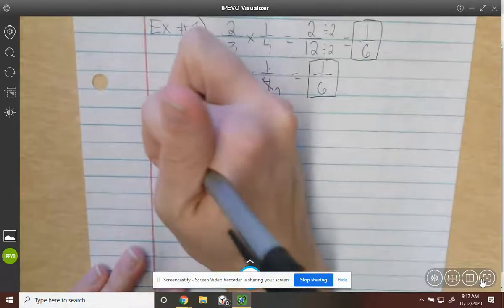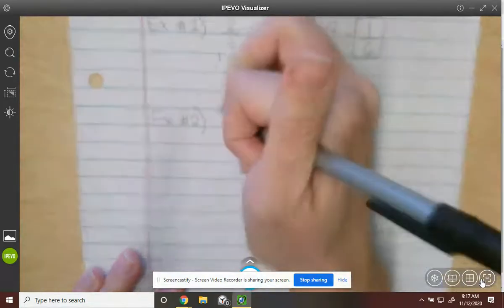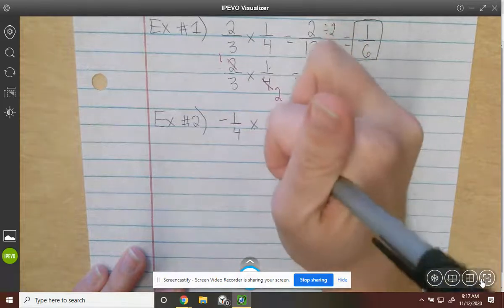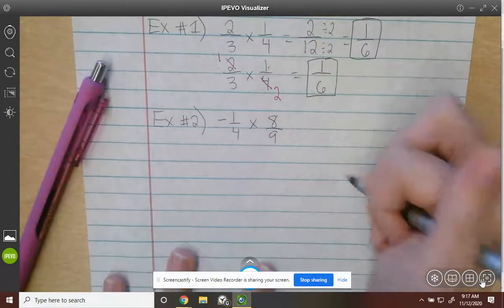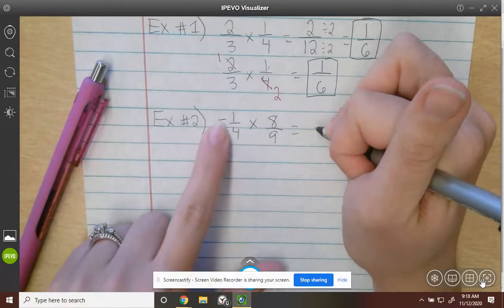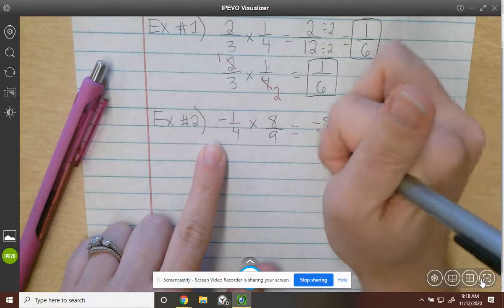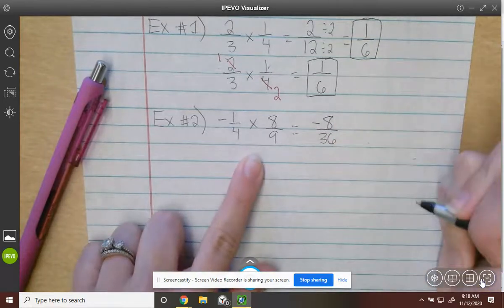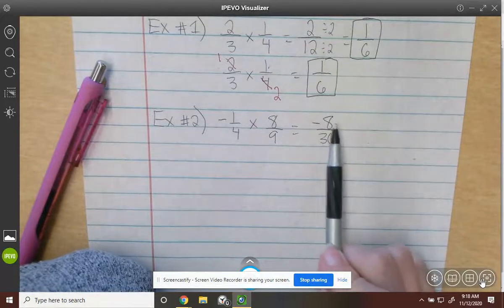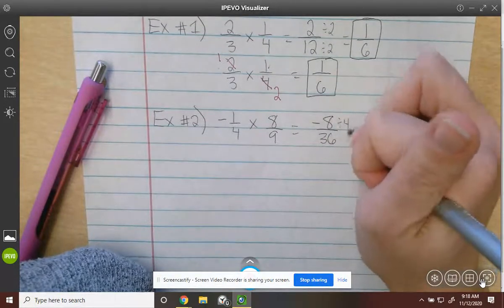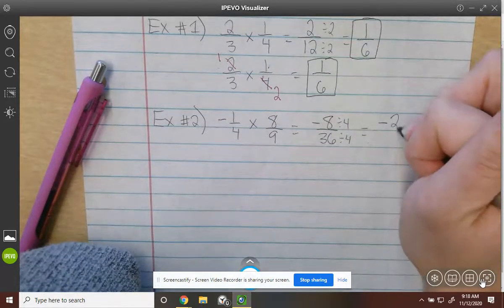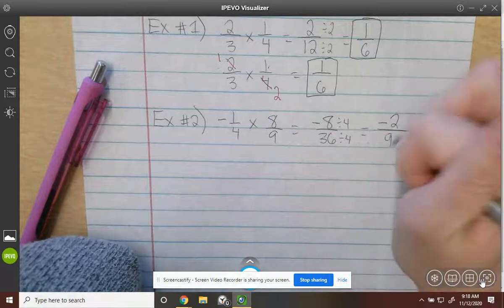All right, example number 2. We got -1/4 times 8/9. So I'm going to do it way 1 first. I know my answer is going to be negative because I have 1 negative. So -8/36. 2 goes into these, but so does 4. So let's divide these by 4. Keep my negative going. So that's going to be -2, and that one would be 9.